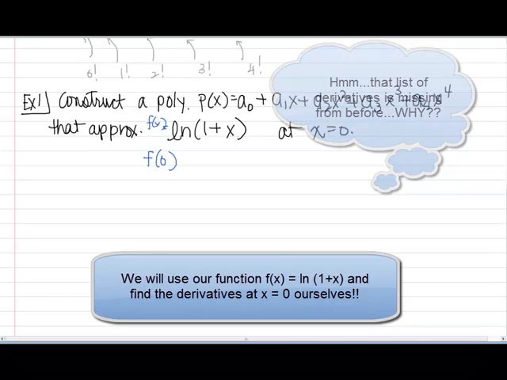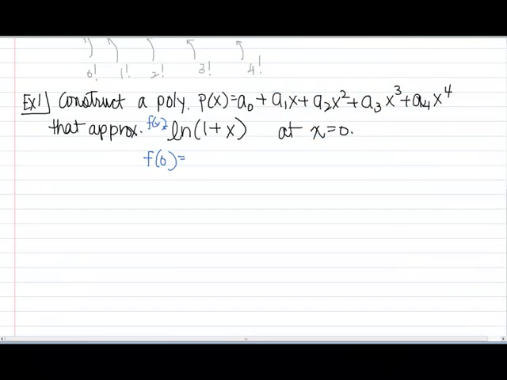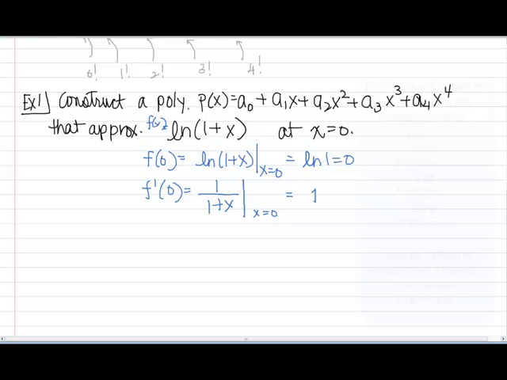So I need to find out what f of 0 is. Well, that's going to be easy. We plug in 0. So ln of 1 plus x when x equals 0 is going to equal ln of 1, which is 0. And now I'm going to find what f prime of 0 is. Now pay attention to the notation I'm using. I'm going to find the derivative, and then I'm going to use this conditional bar, just like we use in our graphing calculators, to say when x equals 0, so this equals 1.